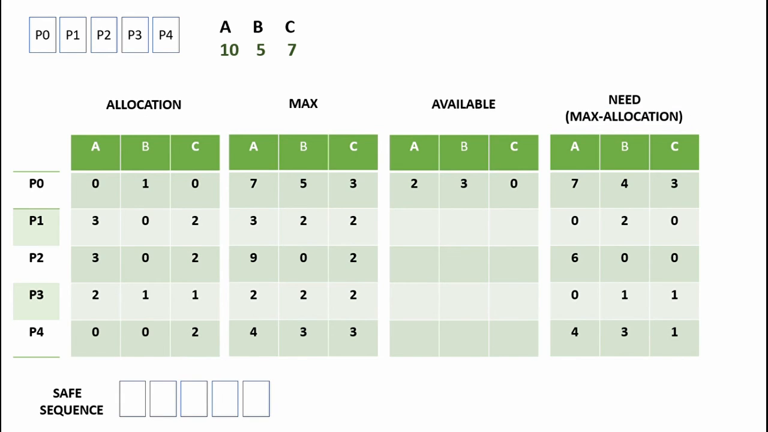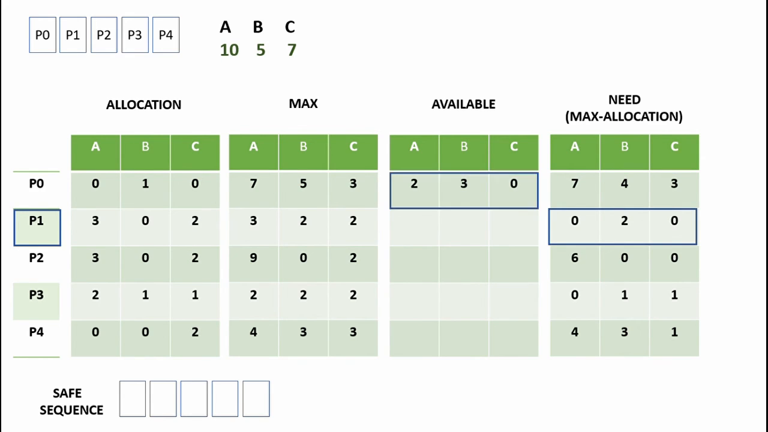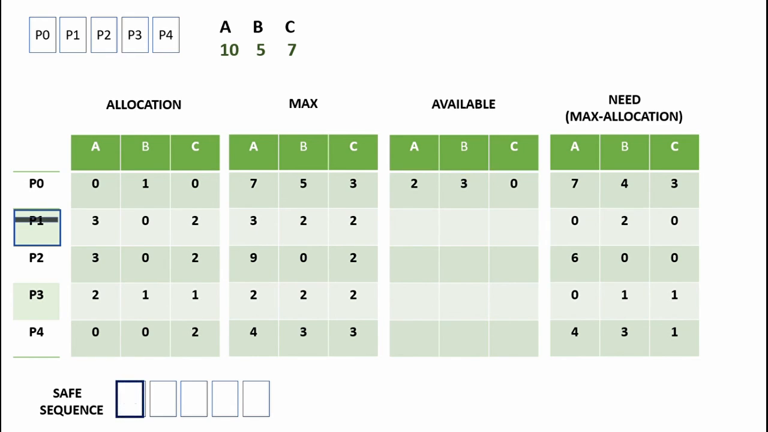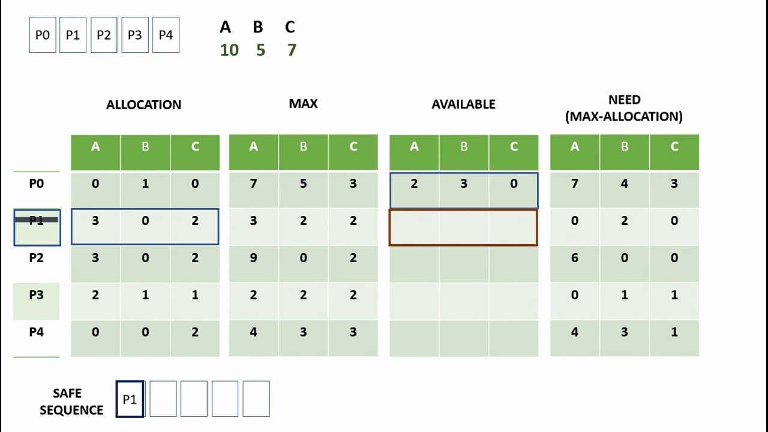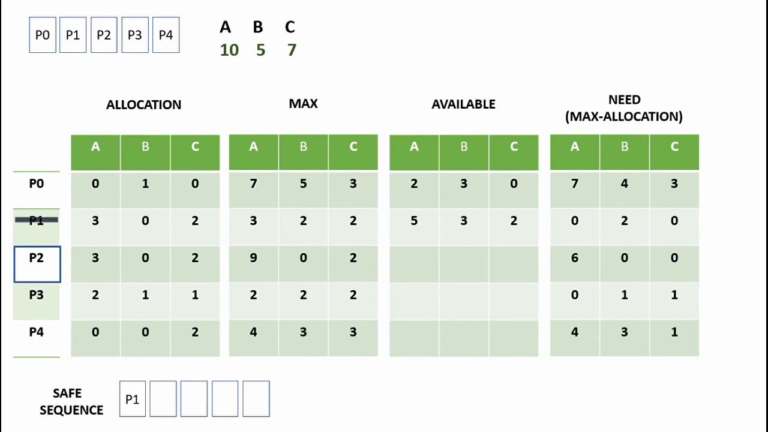Okay, so let's check for process number P0. Our need is 743 and the available is 230, so we cannot execute it. Now let's go to the process P1. Our need is 020 and the available resources are 230. So yes, we can execute this process P1. So we will execute the process and we will strike it out, so we will not get confused in the later part. Our available will be updated as available plus allocation, as in the safety algorithm we did earlier. So 2 plus 3 is 5, 3 plus 0 is 3 and 0 plus 2 is 2.